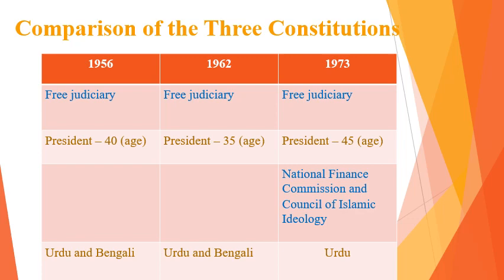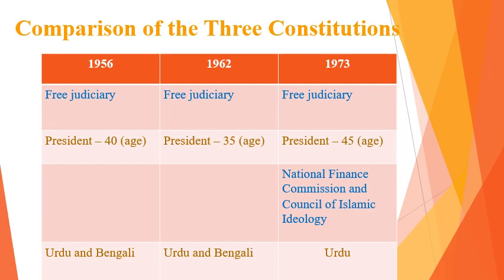Whereas the age of the president in the 1956 constitution was considered to be 40 years. In the 1962 constitution, 35 years. Whereas the current constitution, the 1973 constitution, allowed for a president's age of 45 years.